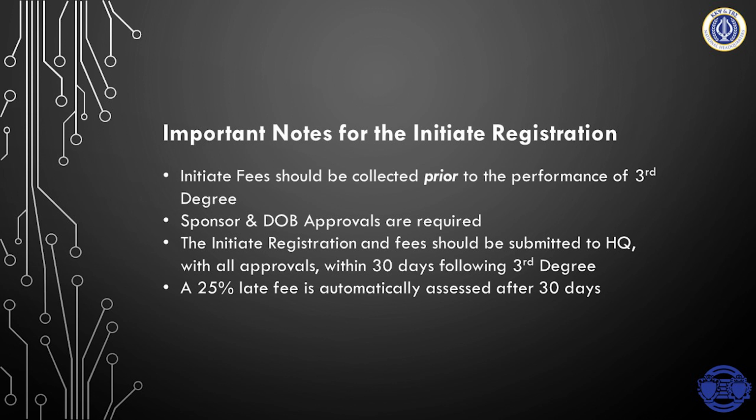First, your initiate fees should be collected prior to the performance of third degree. In this form, like others, the sponsor and DOB must approve, and your initiate registration and the associated fees should be submitted to headquarters along with all approvals in OPUS within 30 days following third degree. After that date, a 25% late fee is automatically added to the form.